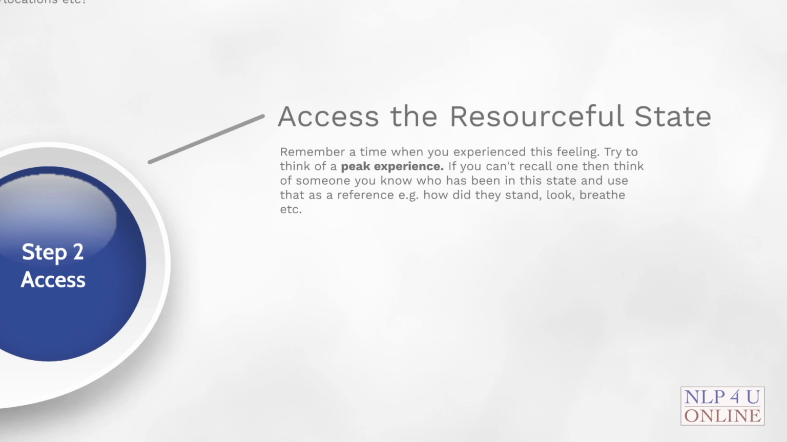Now, there will be times when the resource you want isn't one you've ever experienced, and in this case the process becomes a little bit more complicated. You're going to have to find the resource from somewhere else, and there are a number of ways of doing this. One is to think of someone you know who shows the resource you are looking for, and then take that and use it to create your own experience. Or, if you're creating something unique, then you can just use your imagination and create it that way. Since memories are created anyway, then this creation process usually works just as well as remembering a previous experience. Once you've got your peak experience, it's time for step 3.